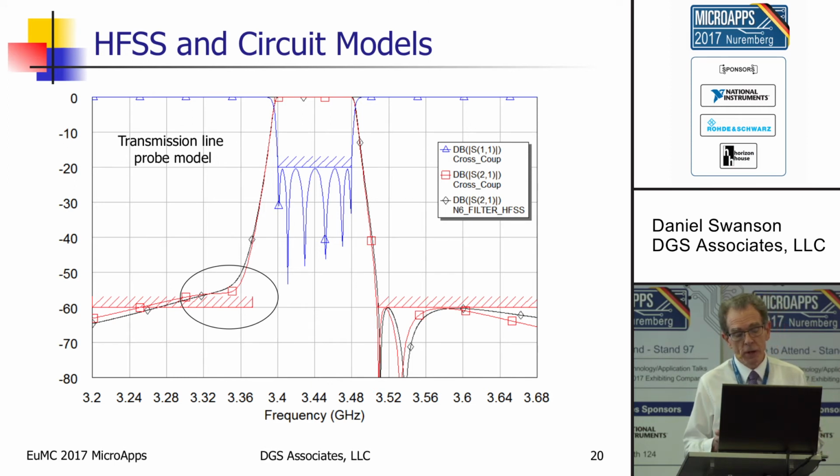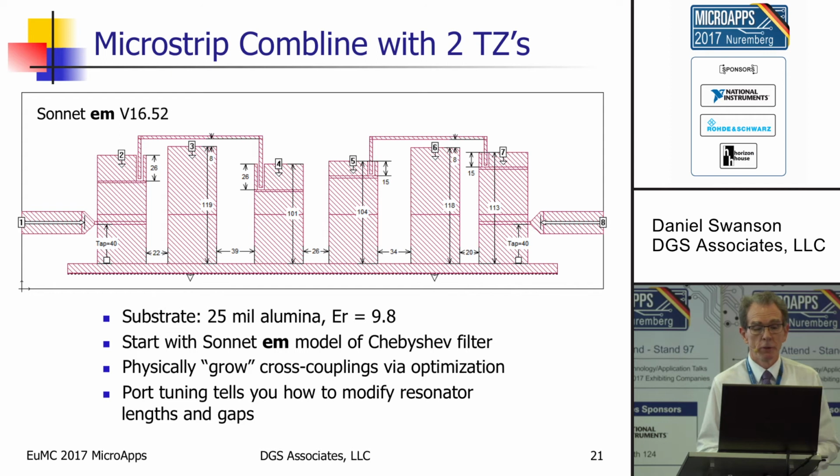So what about other types of circuits? What about planar circuits? Does all this still work? And the answer is yes, absolutely. Here's a Microstrip Combline circuit rather than the high Q circuit that we've been looking at. So we start with a Chebyshev Microstrip solution.